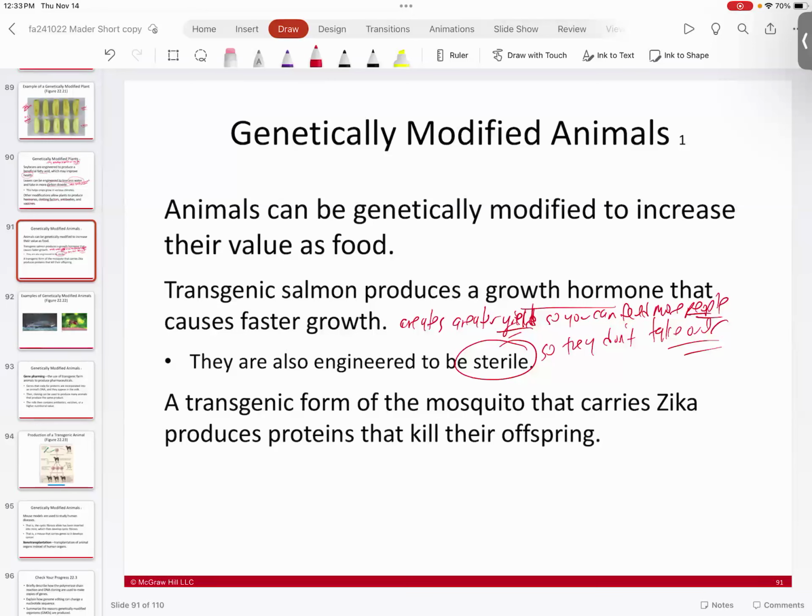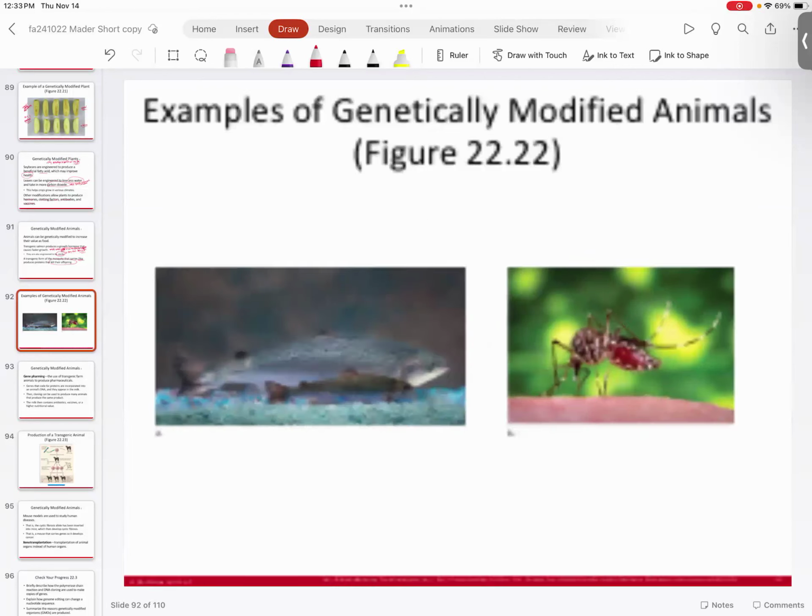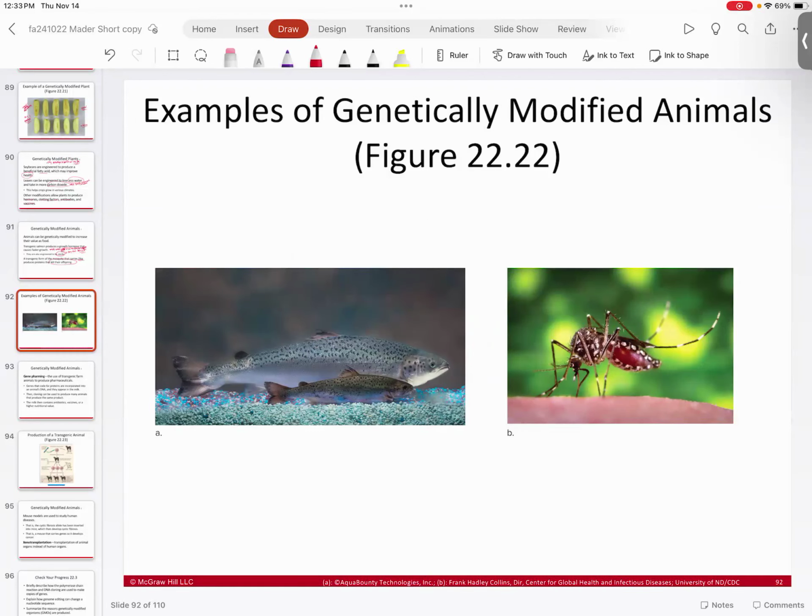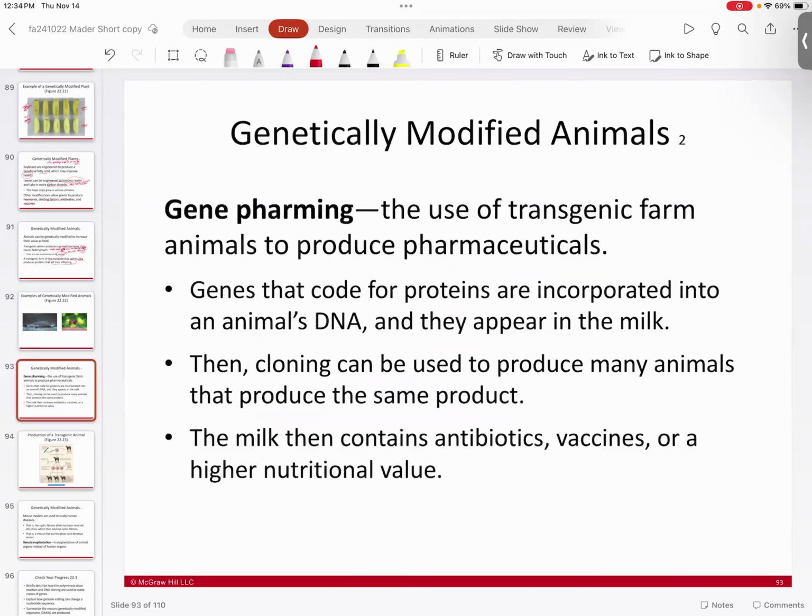A transgenic mosquito, for instance, that carries Zika virus, which is a problem, can produce a protein that essentially kills their offspring. So that's kind of like a viral transmission thing. So that's a good thing. Of course, here's your salmon and your mosquito.